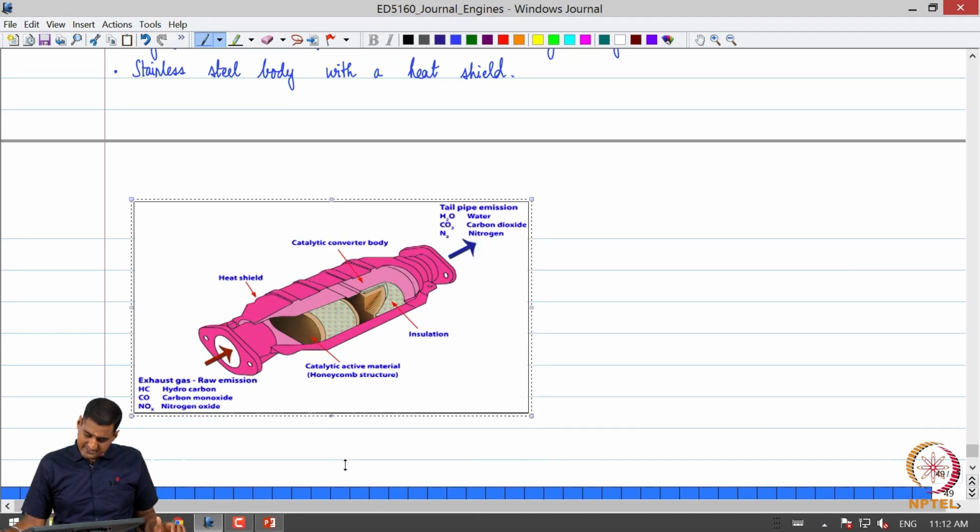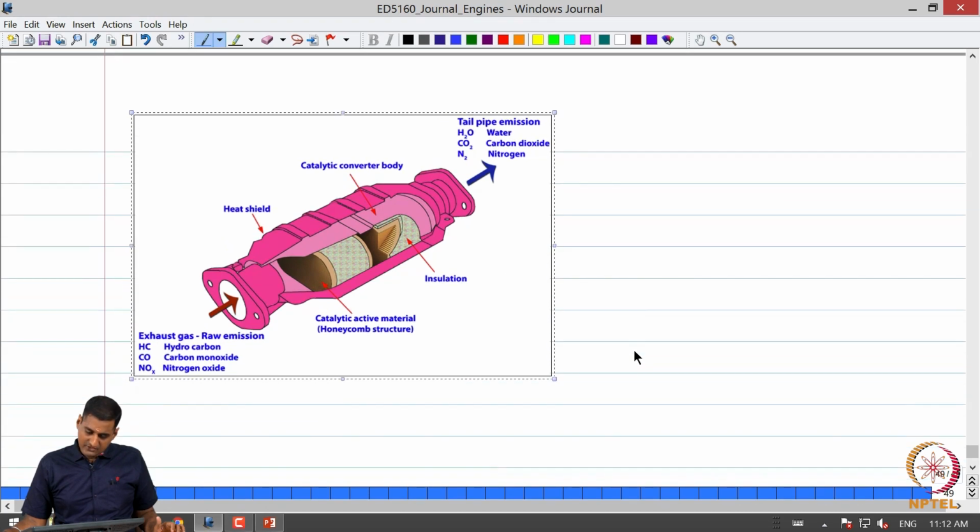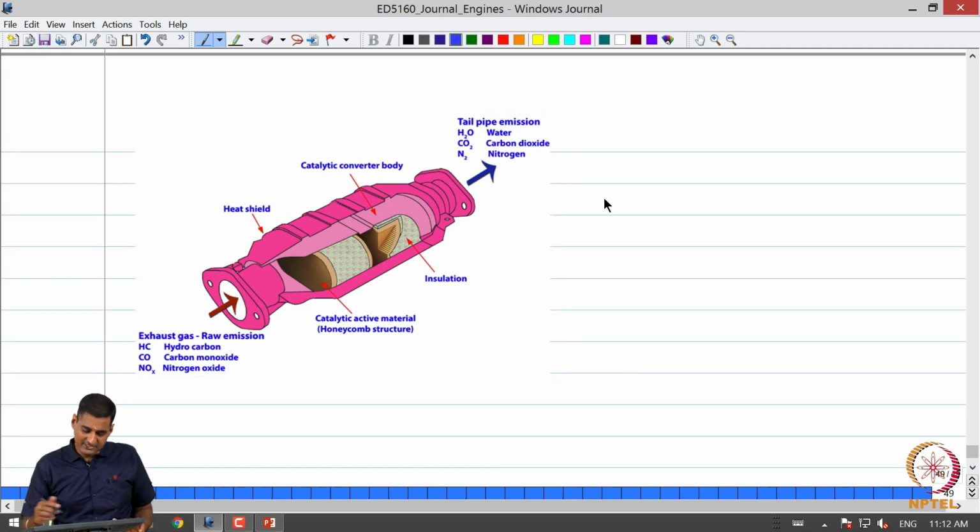So, this is a simple schematic of a catalytic converter. We can see that the exhaust gas from the engine enters the catalytic converter, and the exhaust gases that we wish to treat are hydrocarbons, carbon monoxide and NOx. These are the gases that we want to address in the emissions.